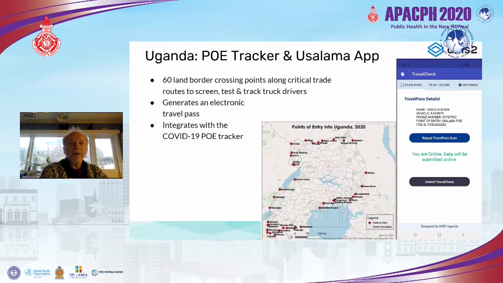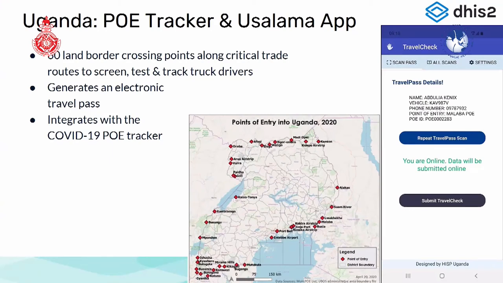Let's have a look at what's happening in Africa. Uganda is one of the countries that were very quick in implementing the COVID-19 system on the DHIS2 platform. And the special feature in many of these African countries is that they have these land border crossing points, and they are landlocked countries, and they depend on truck drivers coming with loads of goods to the country. And what they have done in order to manage that problem is that they have focused on these border points, and they have developed a system where they have a certificate. They test and control and follow the truck drivers through their countries, and some of these truck drivers are driving through the country to the next country.